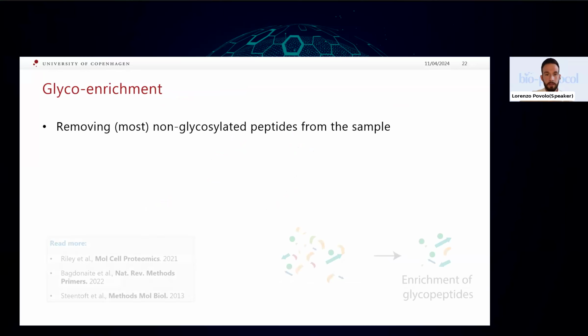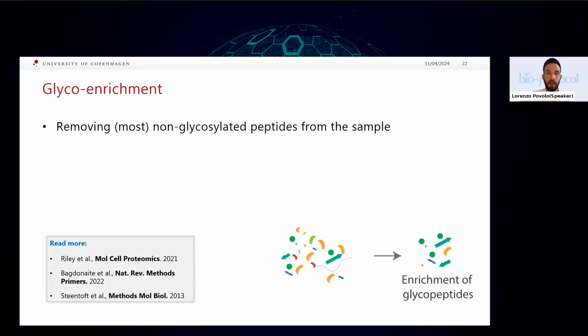And here is some literature about that. But I believe, as mentioned, that this is a necessary step for the analysis of complex mixtures. And this comes back to the fact that non-glycosylated peptides are in vast majority compared to glycosylated peptides. And simply because of these different amounts, we will not have an in-depth glycoproteomics outcome if we do not do a glycoenrichment step.